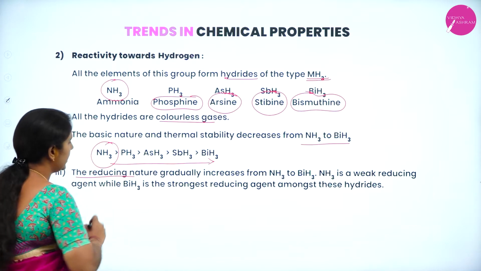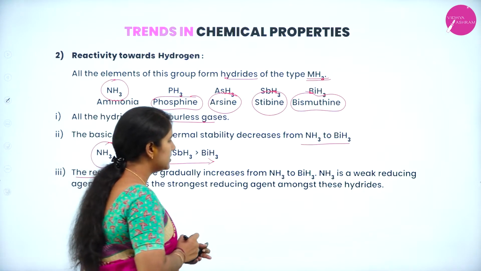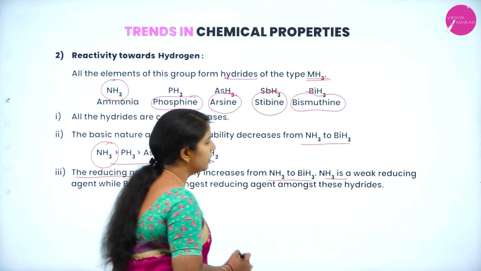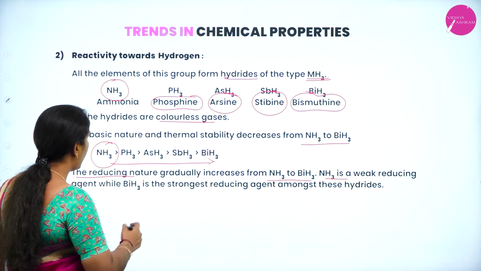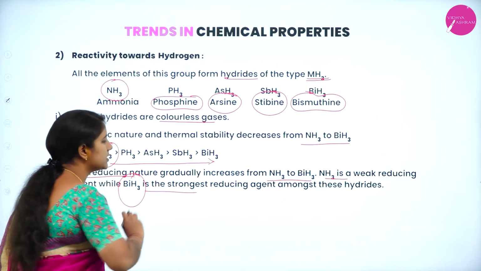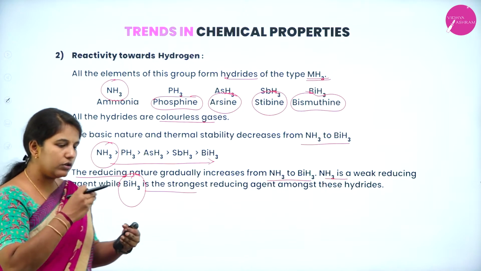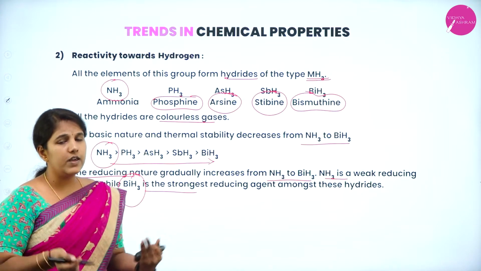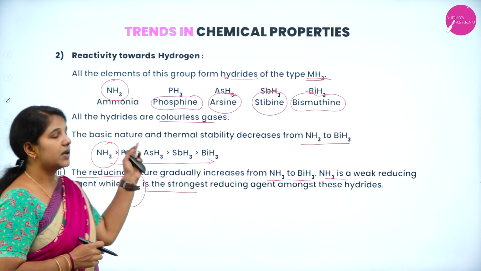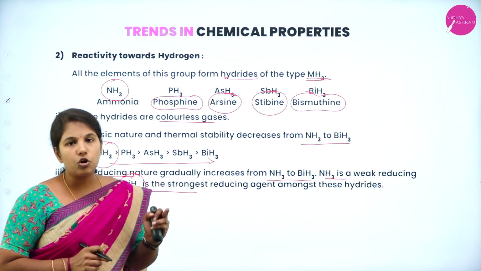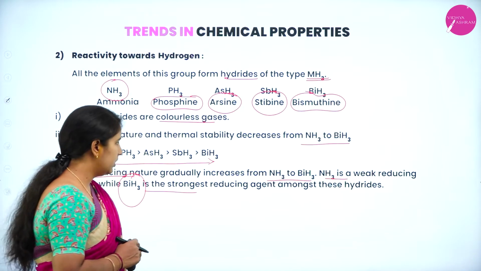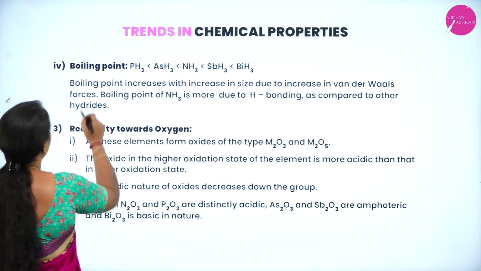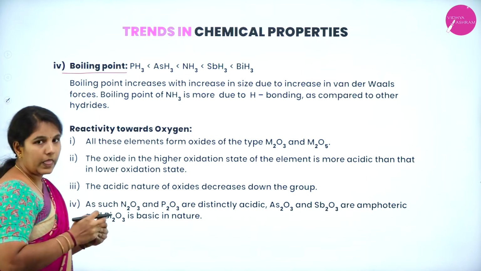And the reducing nature gradually increases from ammonia to bismuthine. Ammonia is a weak reducing agent, whereas bismuthine is the strongest reducing agent. Again, if you see the reducing nature down the group, ammonia is the weakest, whereas the last element, bismuthine, is the strongest reducing agent. So this is all about their hydride formation, and now coming to the boiling point of these hydrides.